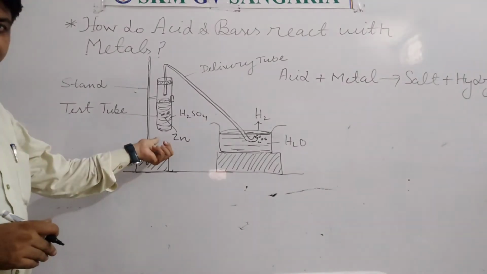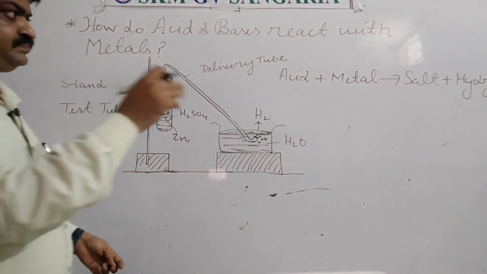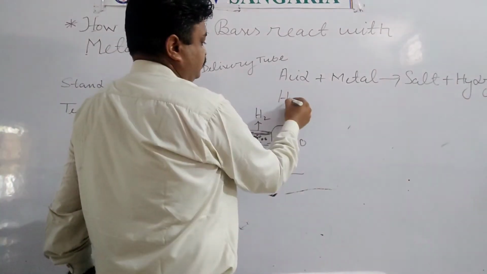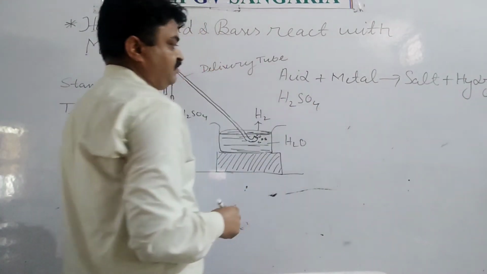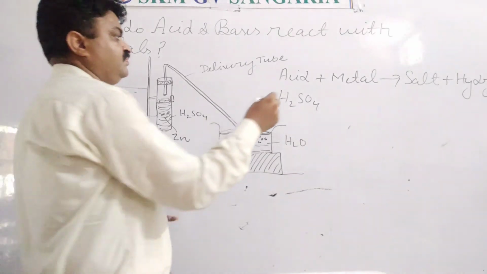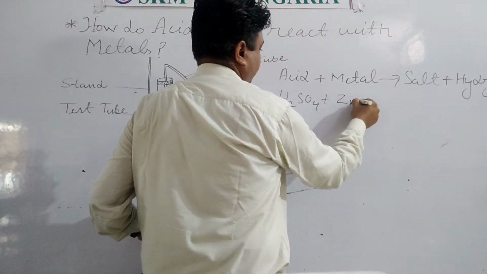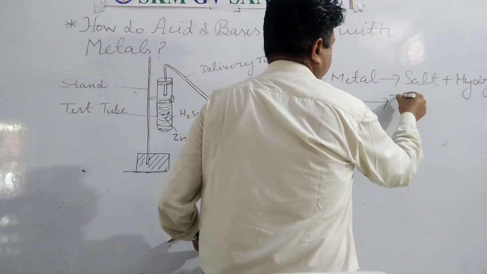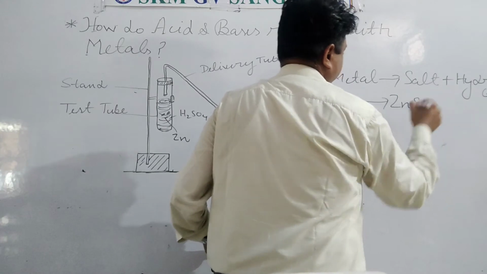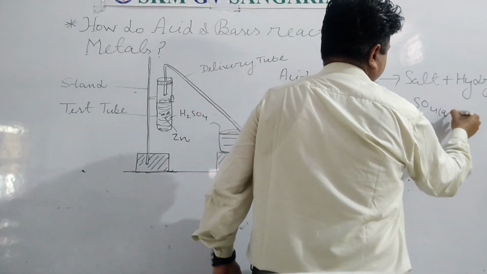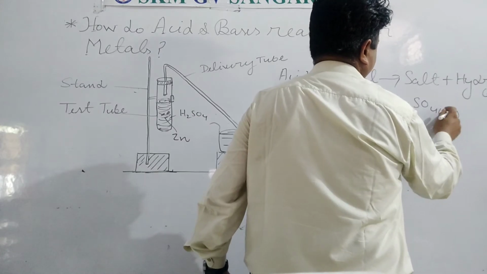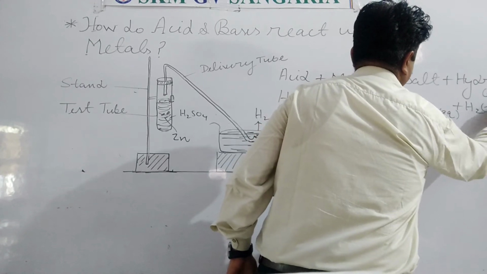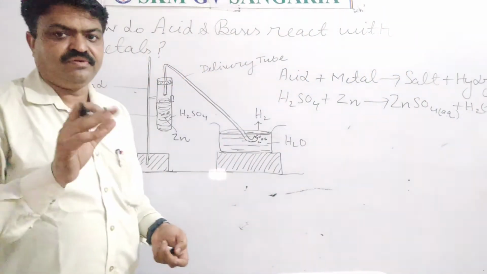Like in this example, student, what acid is it? Here it is sulfuric acid, H2SO4. When we dip zinc granules in it, it will form zinc sulfate, student. Zinc sulfate will be produced here, in aqueous form. And the gas that will be evolved here is hydrogen gas.